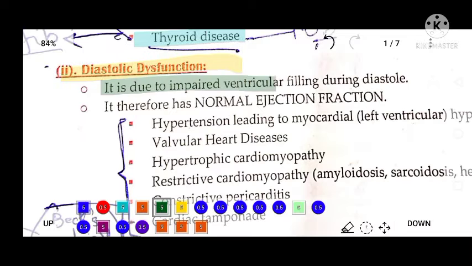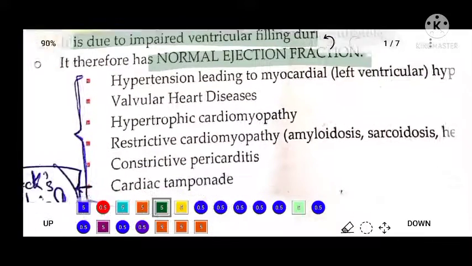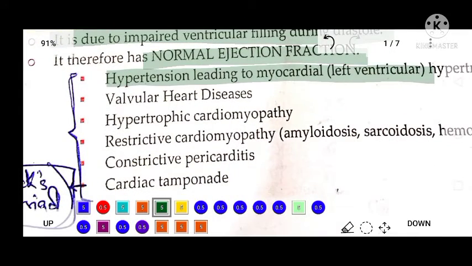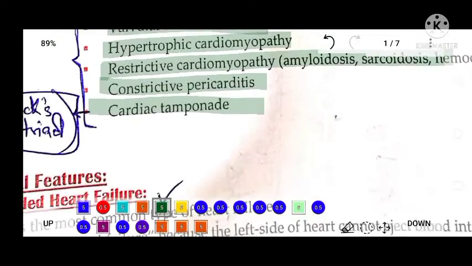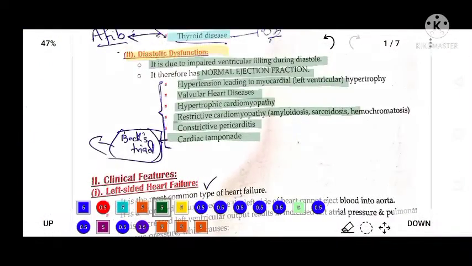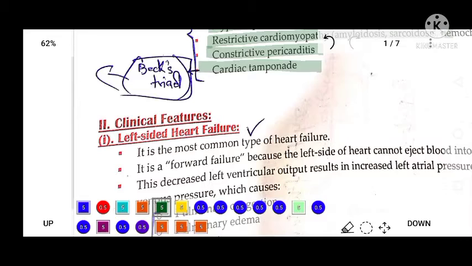And diastolic dysfunction is impaired ventricular filling during the diastolic phase, and in this condition there is a normal ejection fraction. It occurs because of hypertension leading to myocardial infarction and left ventricular hypertrophy, valvular heart disease like mitral stenosis and aortic stenosis, hypertrophic cardiomyopathy, restrictive cardiomyopathy, constrictive pericarditis, and cardiac tamponade, which can give rise to this condition of diastolic dysfunction.